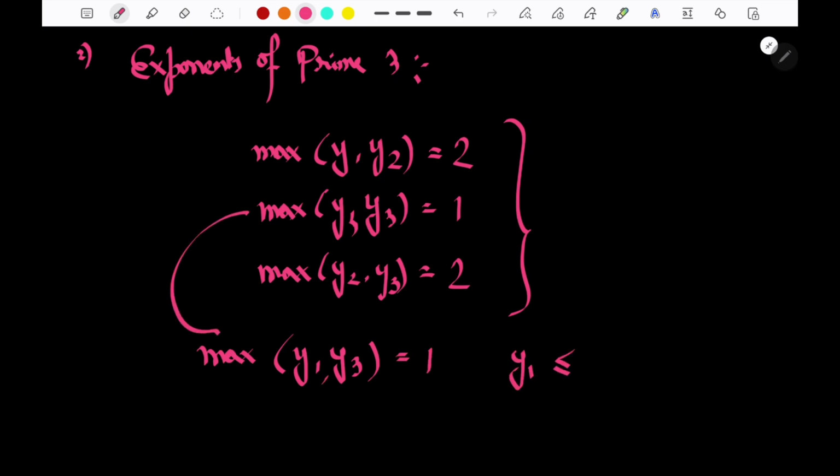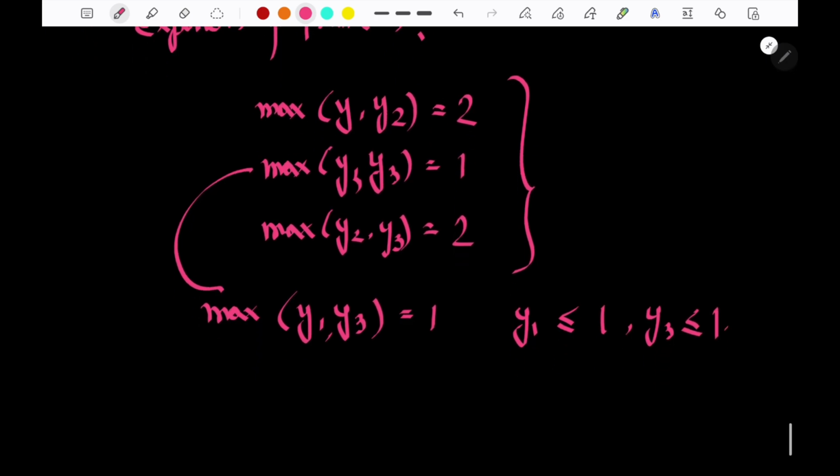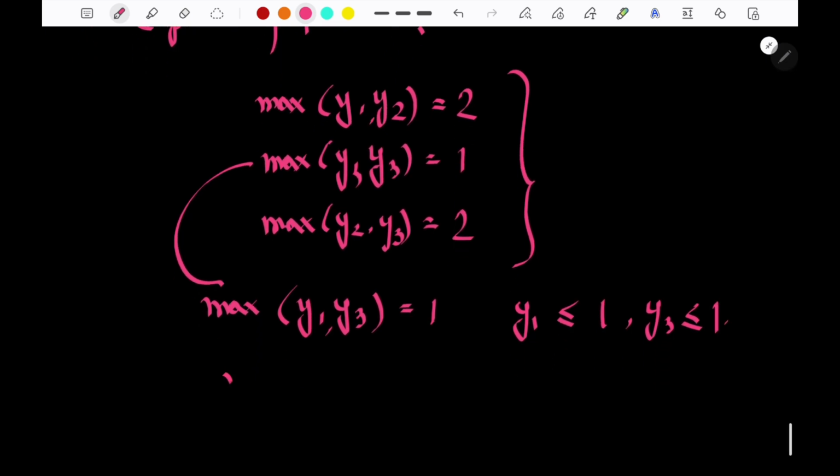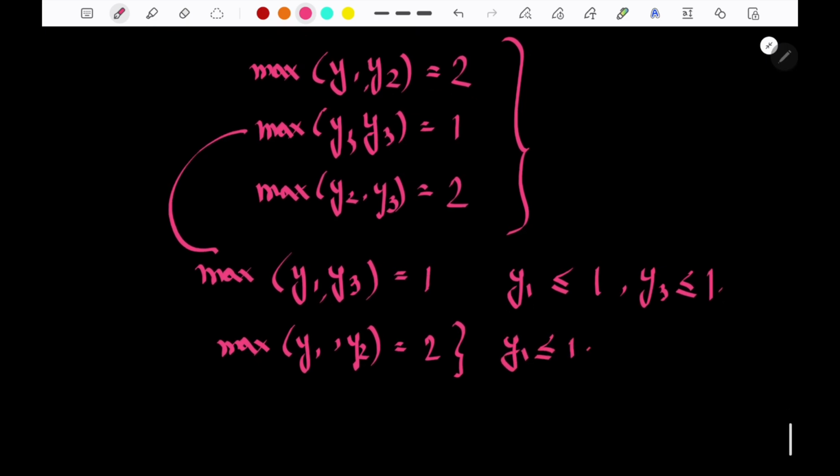It means y1 is less than or equal to 1, y3 is less than or equal to 1. Super. But there is another condition. What? Maximum of y1, y2 is written as 2. Now if the maximum of y1, y2 is 2 and y1 is less than or equal to 1, what does this imply? This implies that y2 is 2.